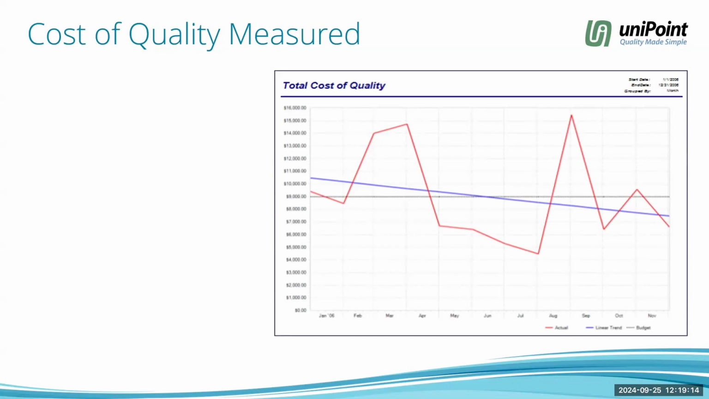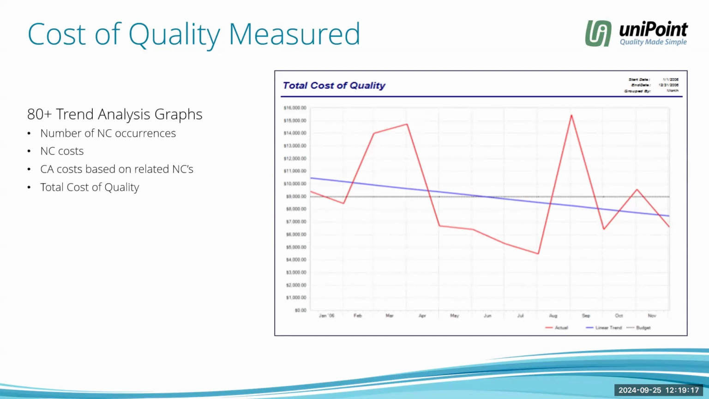I mentioned the trending that we do, though, but this is one example. The total cost of quality report summarizes all of the spending that we're doing in all of the modules. So whether it's the time invested in audits, the time invested in training initiatives, the scrap material that we had to throw away, in uniPoint, everything is summarized into a report that'll readily show that you have achieved a return on investment. So in this example, I started off spending $10,500 on average every month.